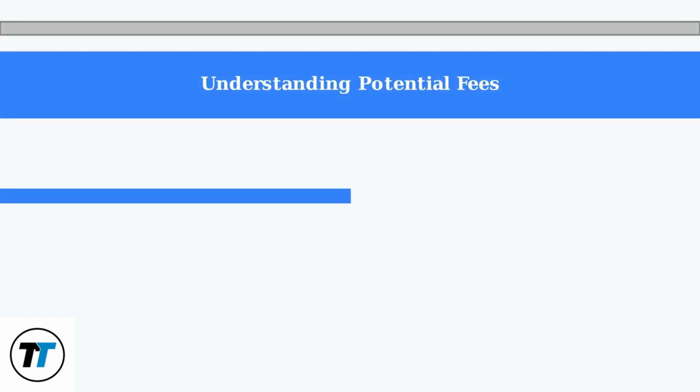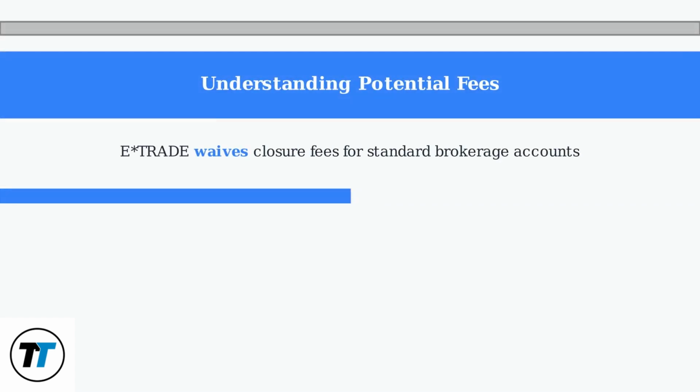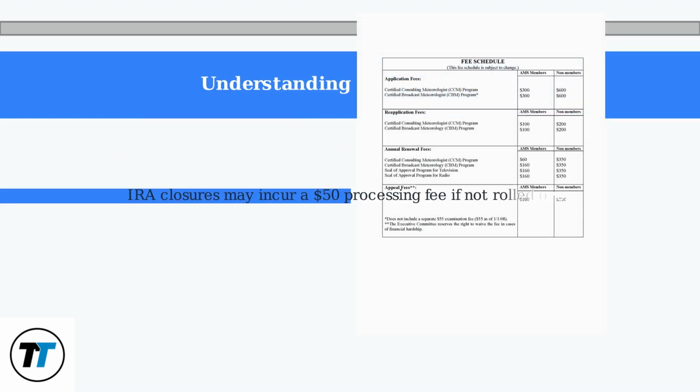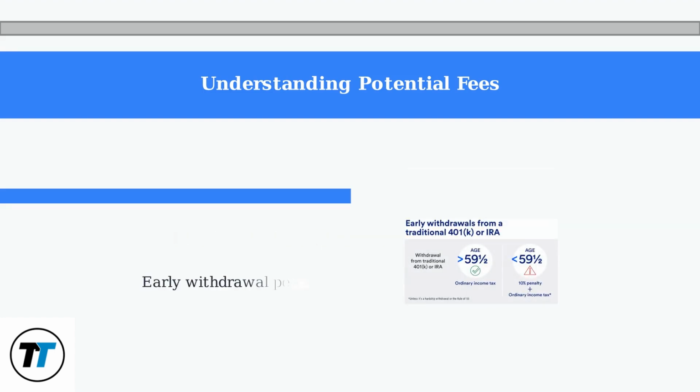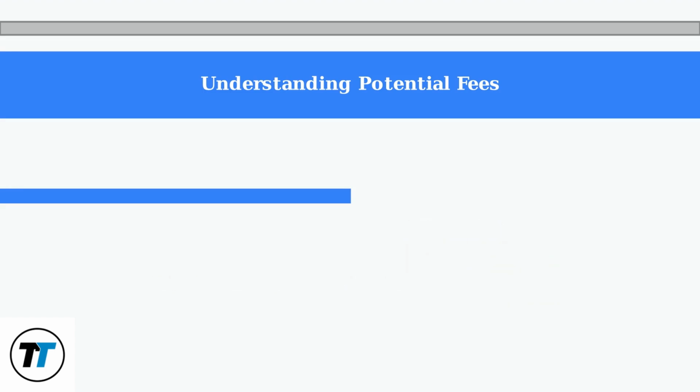E-Trade generally waives closure fees for standard brokerage accounts. However, IRA closures may incur a $50 processing fee if the funds are not rolled over into another IRA. Be aware of potential wire transfer fees for moving cash, which is $25 for domestic transfers. Also, early withdrawal penalties of 10% apply to IRAs if you take a direct distribution before age 59.5. Always check E-Trade's current fee schedule for the most accurate information.